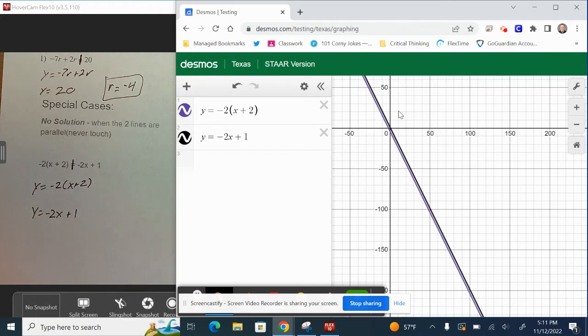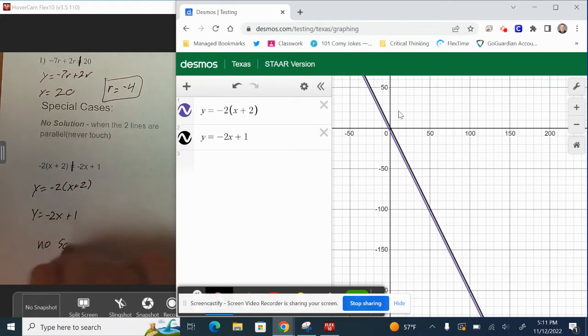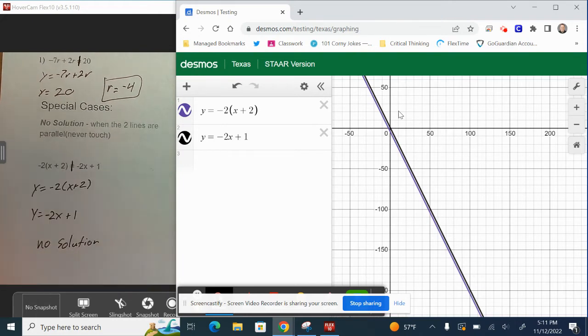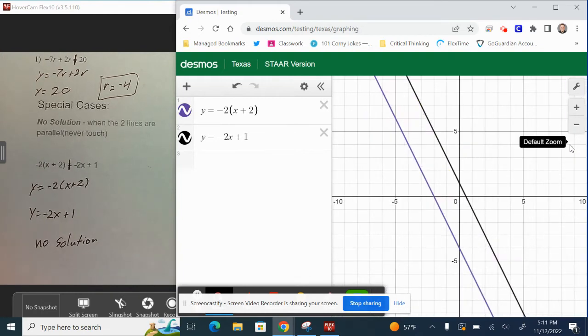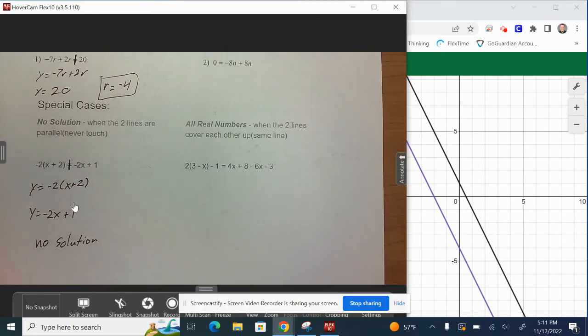So this is what parallel lines means. This is what it means to have no solution. Doesn't happen very often, but it can happen. So I wanted to show you when these lines are parallel, no solution. It's just like when we do systems.